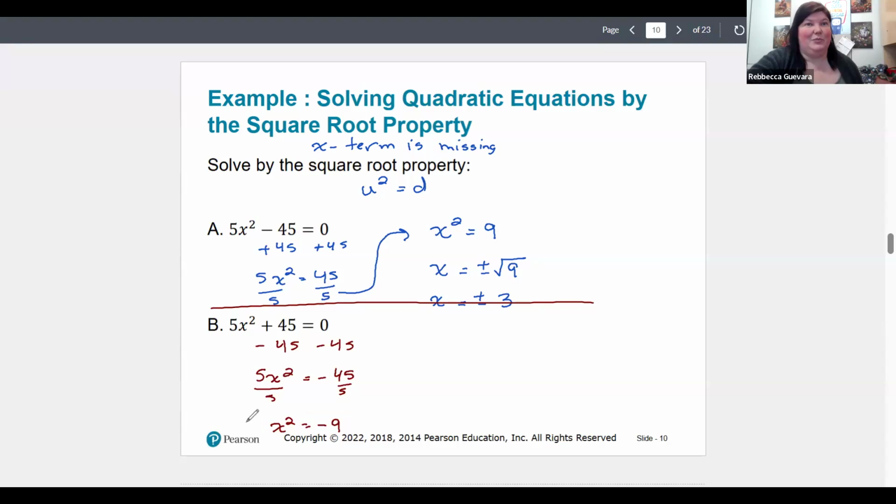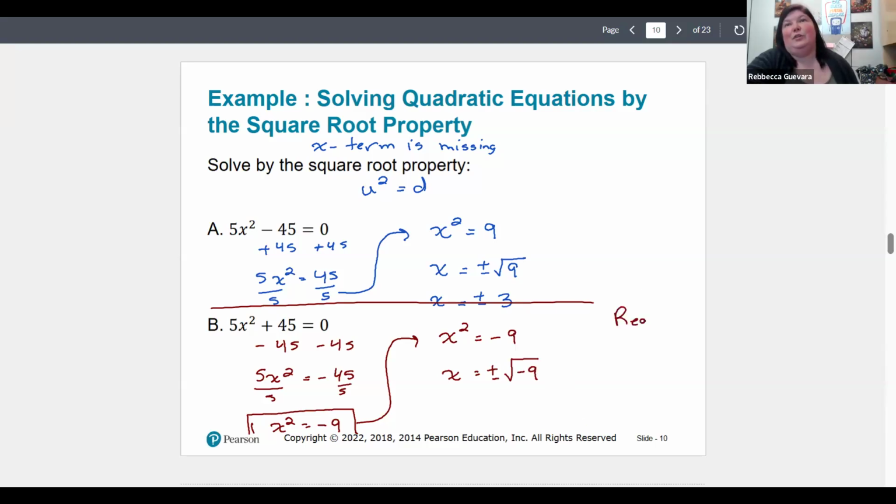I want to put that in a box. I just want to say we're just using this little section right here. So x squared is equal to minus 9. That means that x is equal to plus or minus the square root of minus 9.